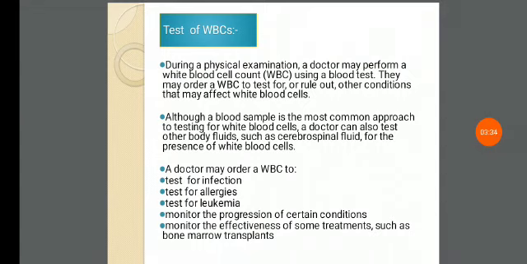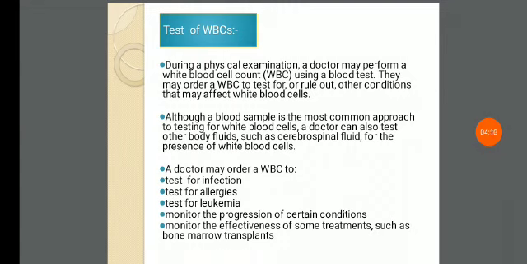Test of WBCs. During a physical examination, a doctor may perform a white blood cell count using a blood test. They may order a WBC test to test for or rule out other conditions that may affect white blood cells. Although a blood sample is the most common approach to testing for white blood cells, a doctor can also test other body fluids such as cerebrospinal fluid for the presence of white blood cells.